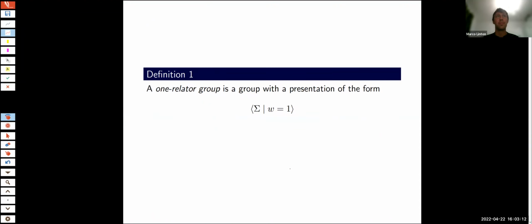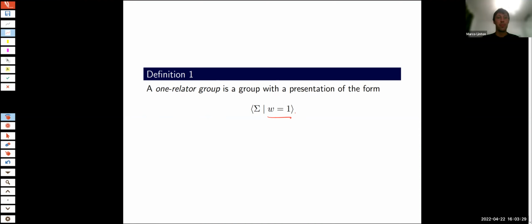Okay, so let's first start by defining what a one-relator group is. I'm sure it makes sense from the name. A one-relator group is a group with a presentation with a single defining relation. Okay, so that's what a one-relator group is.